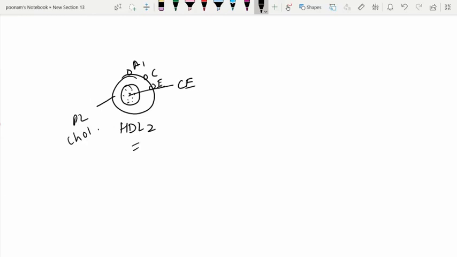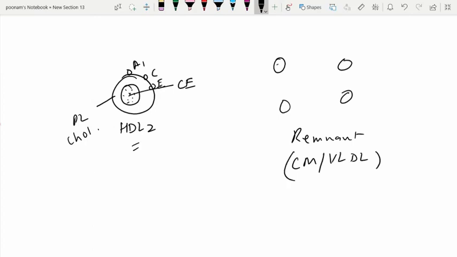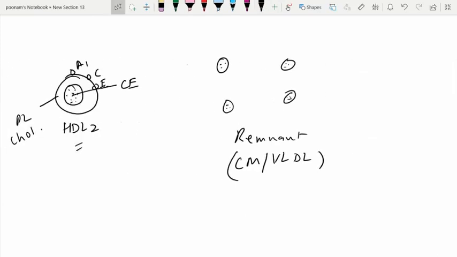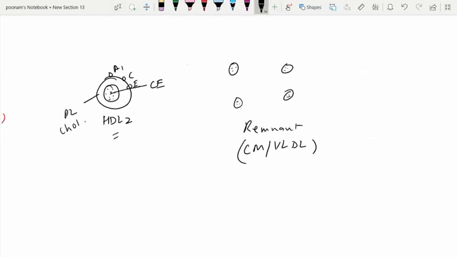So when this HDL2 is going to the liver, on the way at times it finds certain remnant particles, and these remnant particles are chylomicron or VLDL remnant particles. These remnant particles are small lipoprotein particles which are end products of VLDL and chylomicron metabolism. They are called chylomicron remnant and VLDL remnant, otherwise called IDL. In addition to some cholesterol ester, they have some triacylglycerol also in their core.